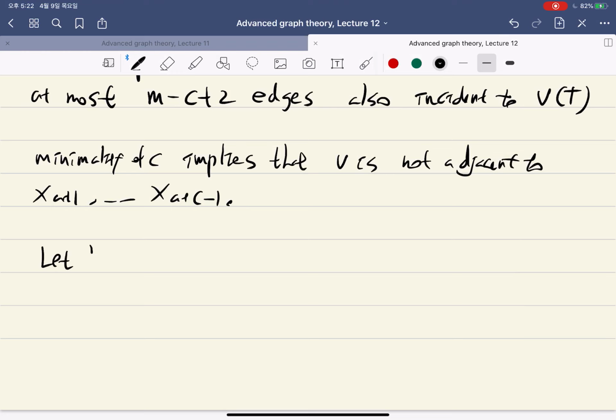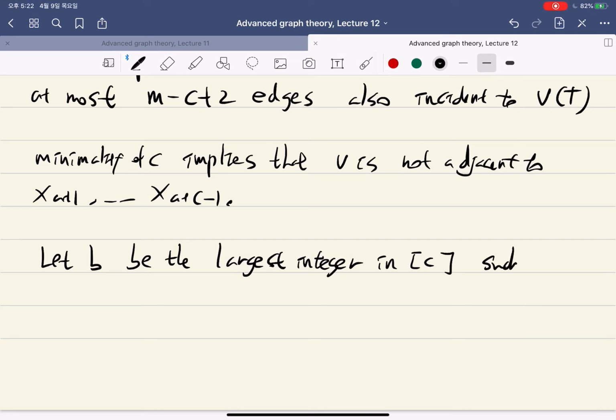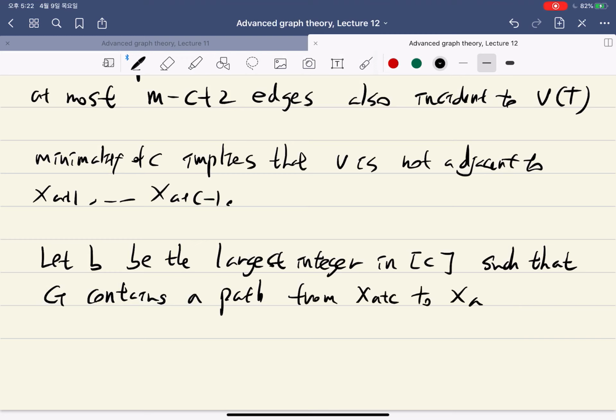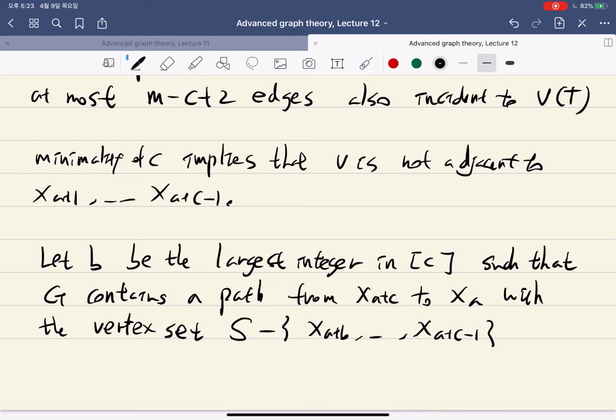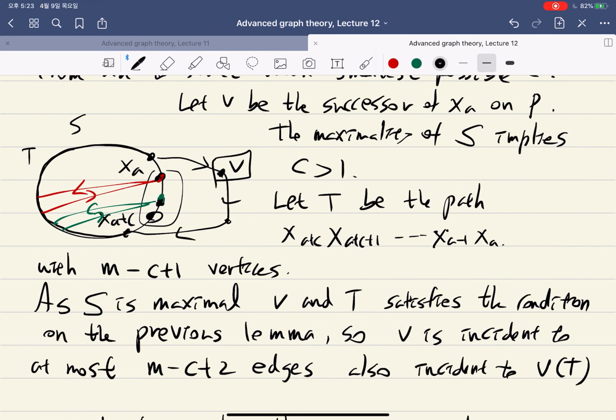So that means we take B to be the largest integer in C, between 1 and C, such that G contains a path from x_{a+c} to x_a with the vertex set being S minus x_{a+b} to x_{a+c-1}. So all the previous vertices are already part of this path. So this is a path which is from x_{a+c} to x_a.